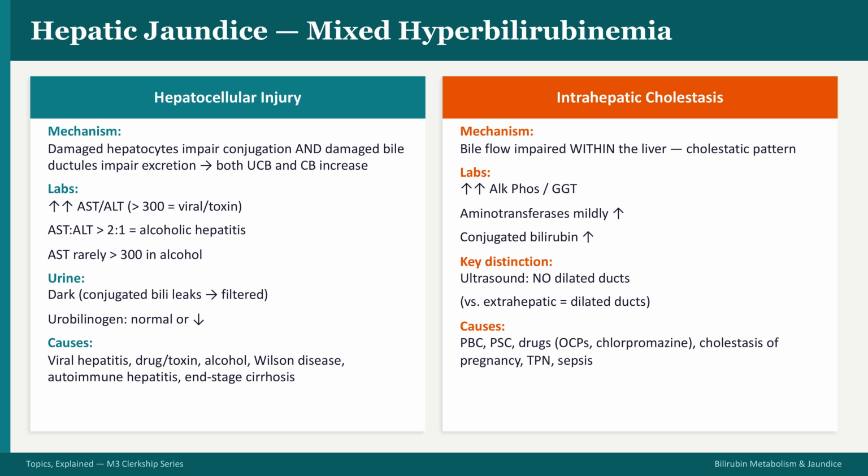The second hepatic pattern is enterohepatic cholestasis, where bile flow is impaired within the liver itself. The lab signature here is elevated alkaline phosphatase and GGT out of proportion to the aminotransferases. Causes include primary biliary cholangitis, primary sclerosing cholangitis, drug-induced cholestasis, and cholestasis of pregnancy. The key imaging finding: ultrasound shows no dilated bile ducts, which distinguishes enterohepatic from extrahepatic obstruction.